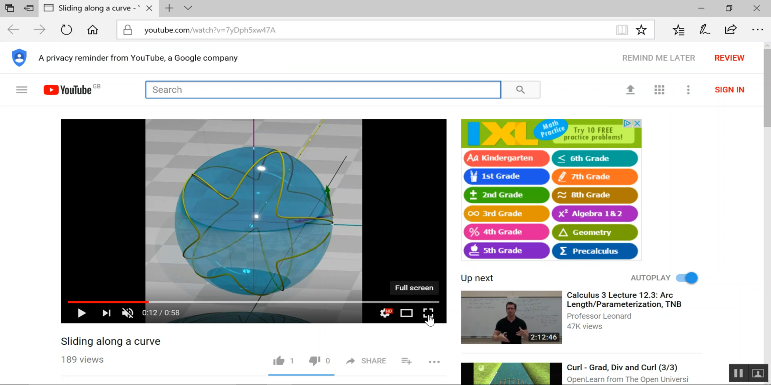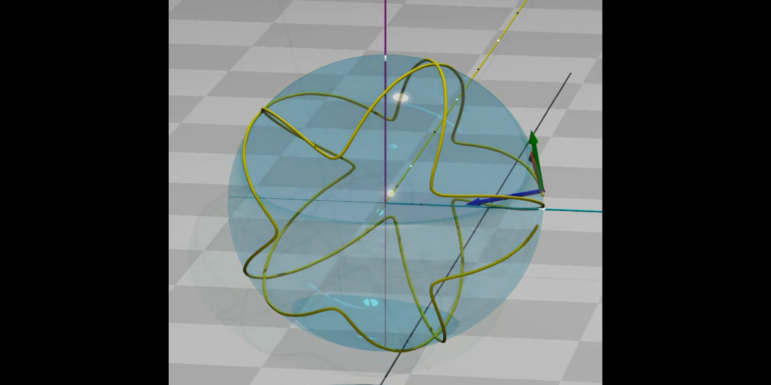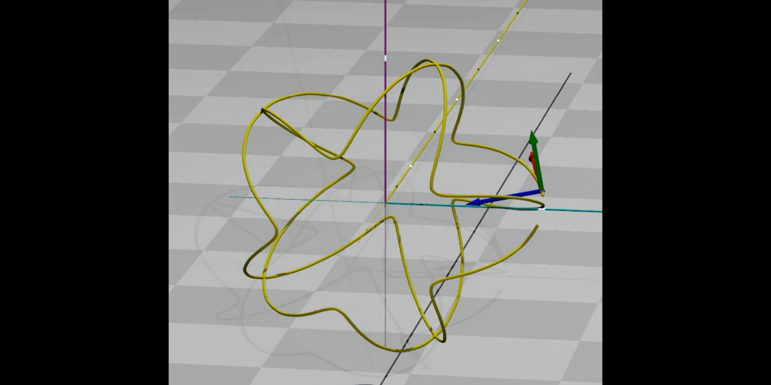I'm going to make it full screen here. And so in this animation, here it goes. The unit tangent vector is that red vector. Now it's moving. The blue vector is our unit normal vector, and the green is the unit binormal, the B vector. So red in this animation is the unit tangent vector.